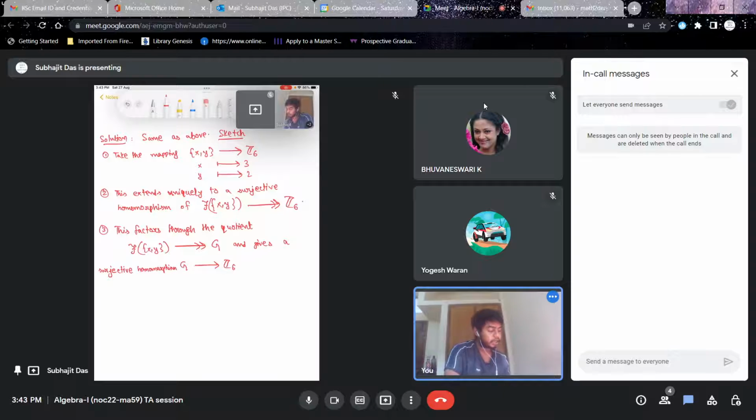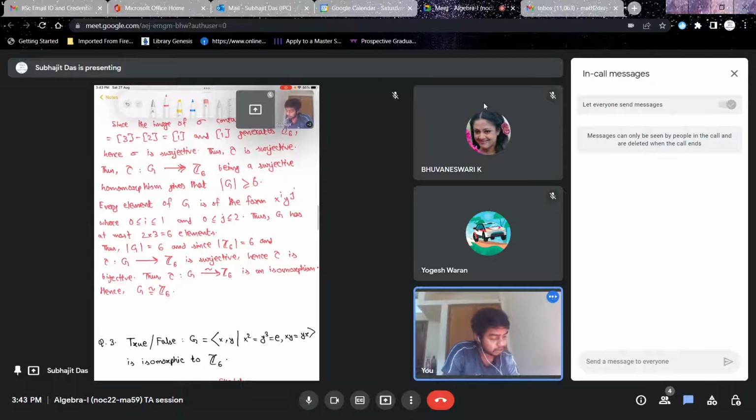from G onto Z6, right? Thus, we get the cardinality of G is certainly greater than or equal to 6. Again, we add this in step 4. The cardinality of G is less than or equal to 6 as before, right? Every element is of the form x power i, y power j, where i is between... I maybe missed a certain thing here.